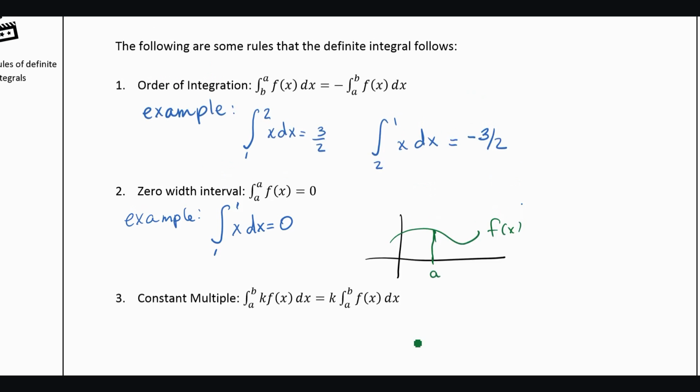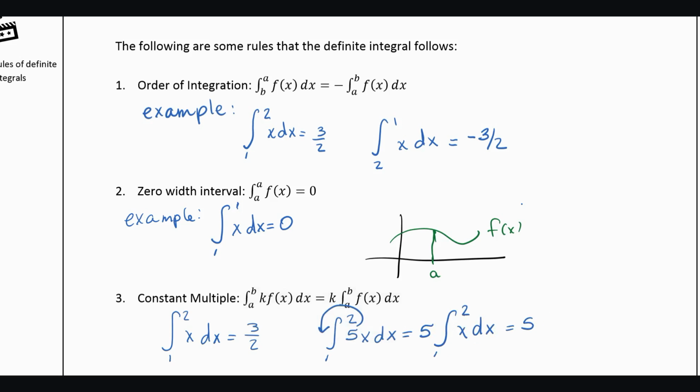Okay, the next one says if you have the integral from a to b of a constant k times f of x dx, then that's equal to k times the integral from a to b of f of x dx. You can pull the k out. So for example, we already said that the integral from 1 to 2 of x dx equals 3/2. Then if we had the integral from 1 to 2 of, let's say, 5x dx, we could pull that 5 out to the front. So this would be 5 times, and we already said this integral was 3/2, so this would be equal to 15/2.